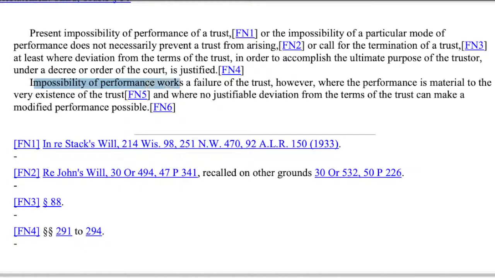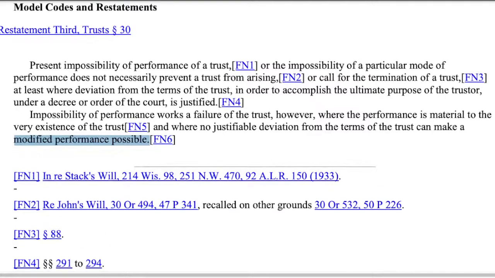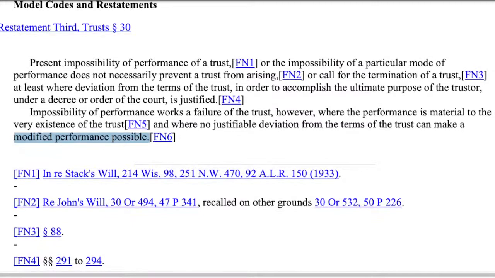Impossibility of performance works a failure of the trust. However, where performance is material to the very existence of the trust, and where no justifiable deviation from the terms of the trust can make a modified performance possible. Wow. So this looks like stuff where you have to really read in this case. 1933.